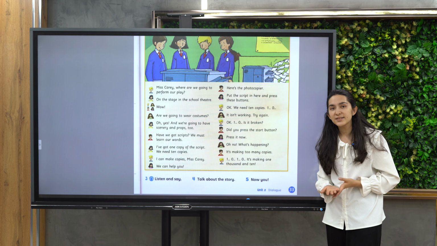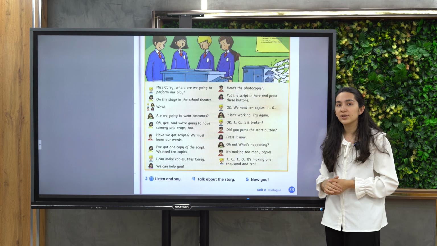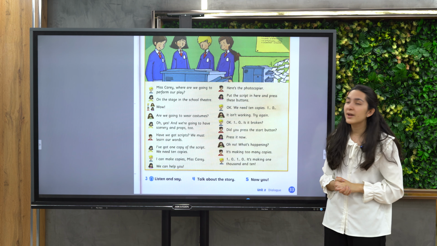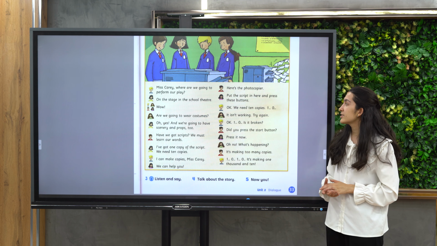Photocopier, what is this? This is the machine with the help of which we copy things, okay? Printer. Script bu yozilgan so'zlar yoki scenariy. Press, it means mashu tugmalarni bosing.